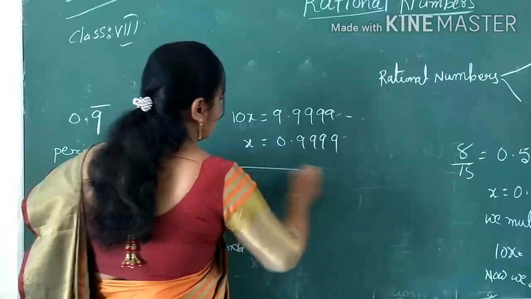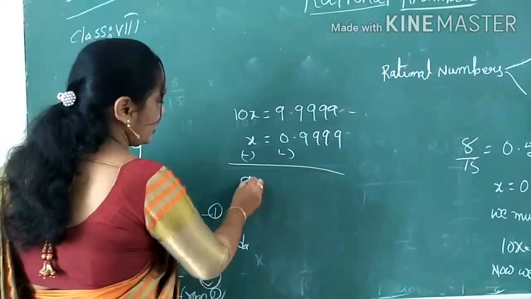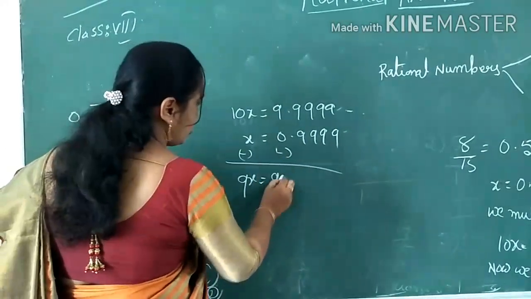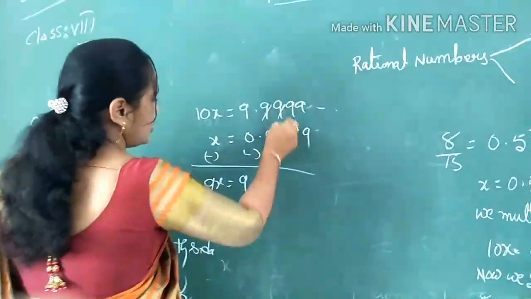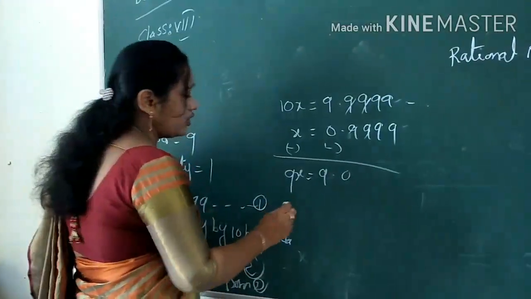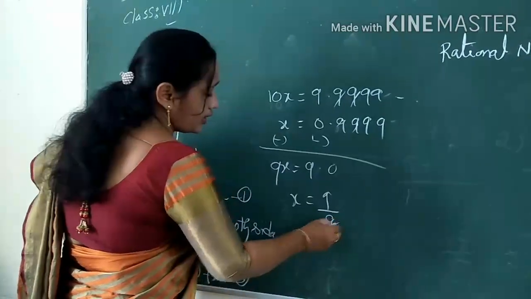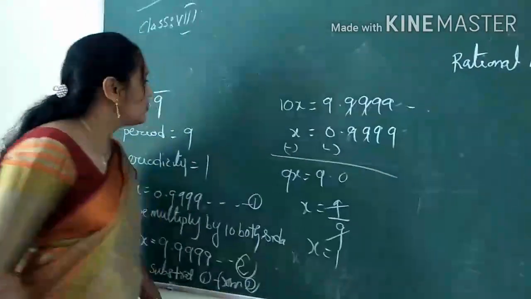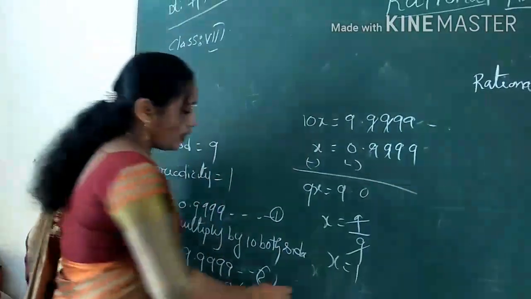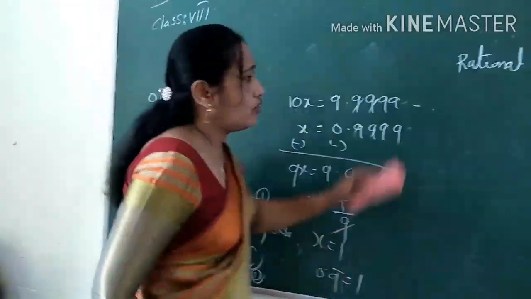Okay, now we subtract: 10x minus x means 9x. 9 minus 0 is 9, and no need to write the 9s after the point. So x equals 9 by 9. Calculating, 9 by 9 is 1. So 0.9 bar is nothing but 1 only.